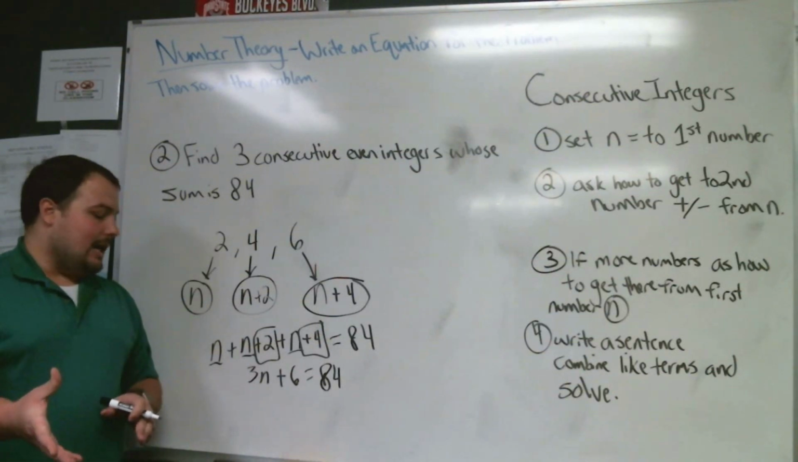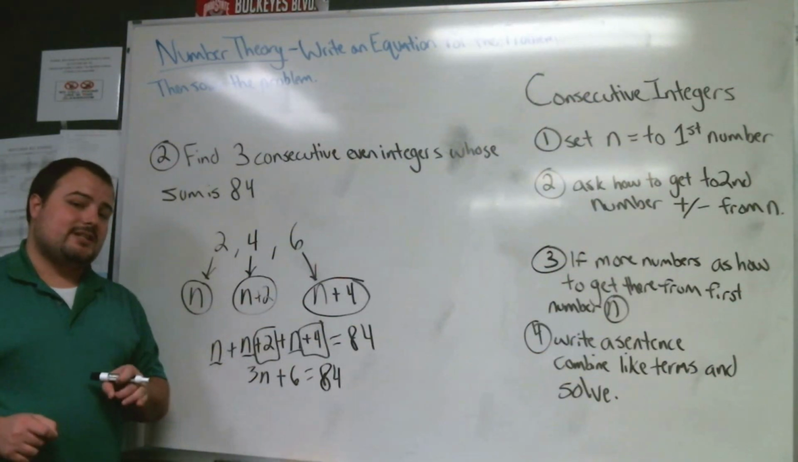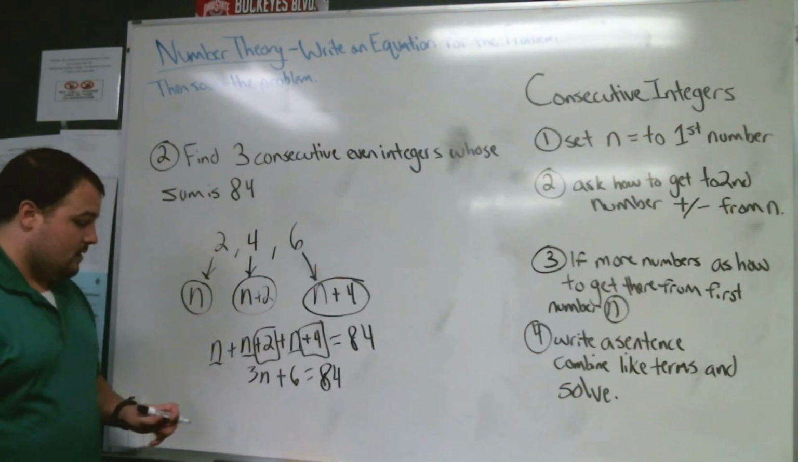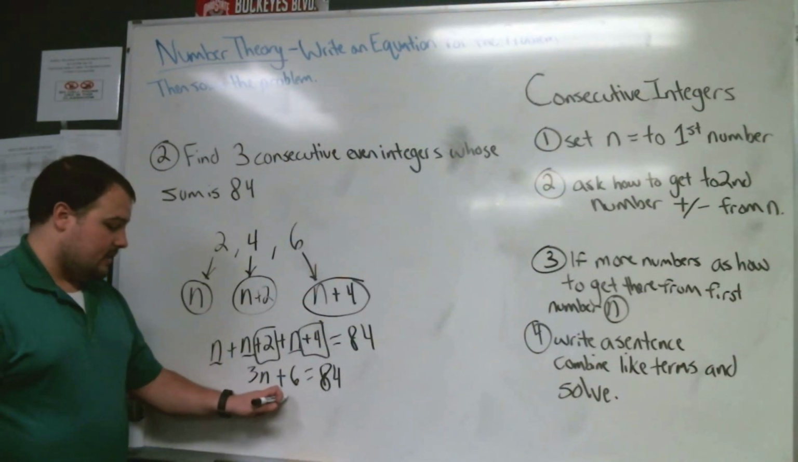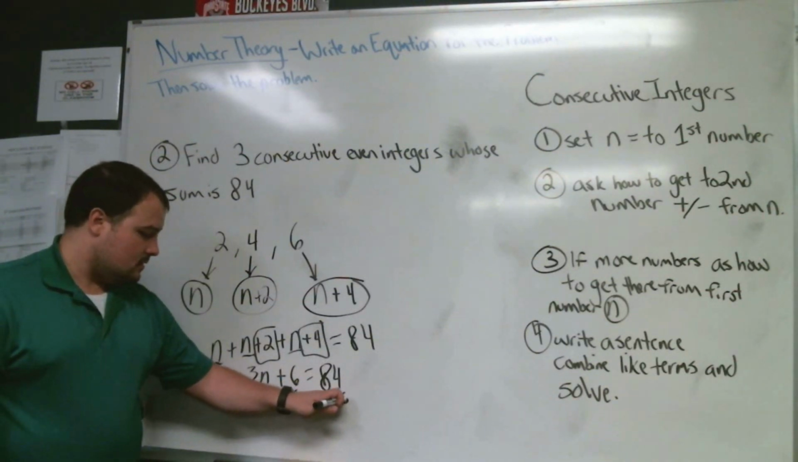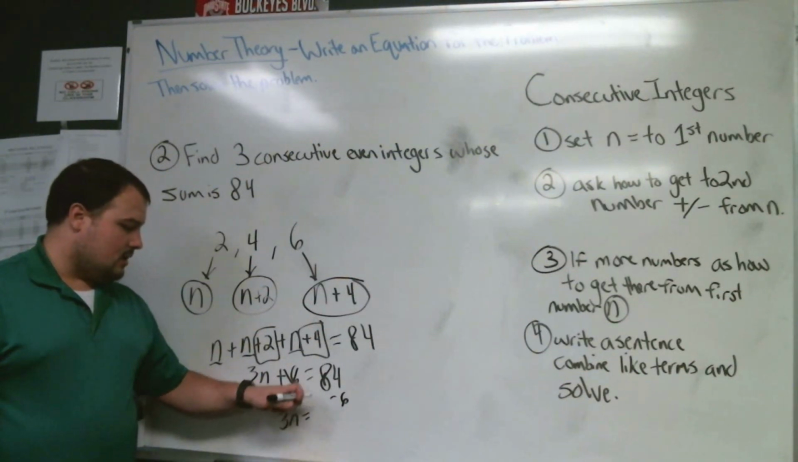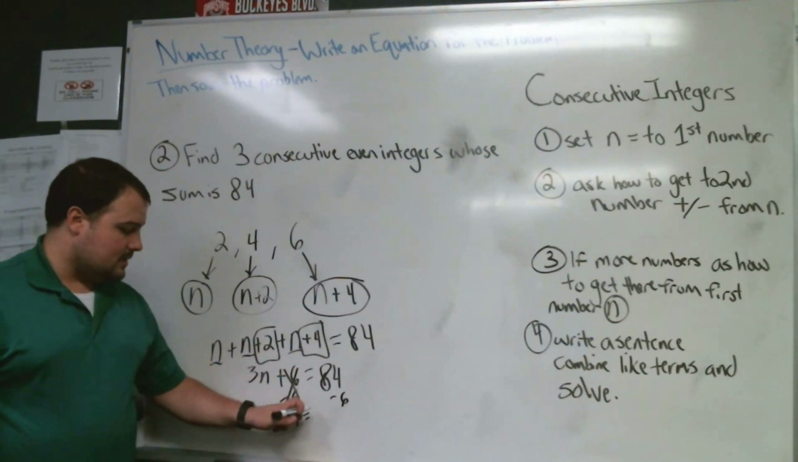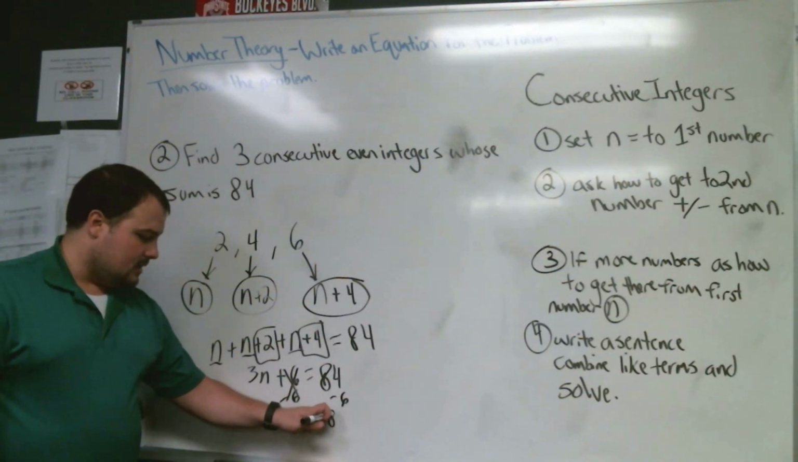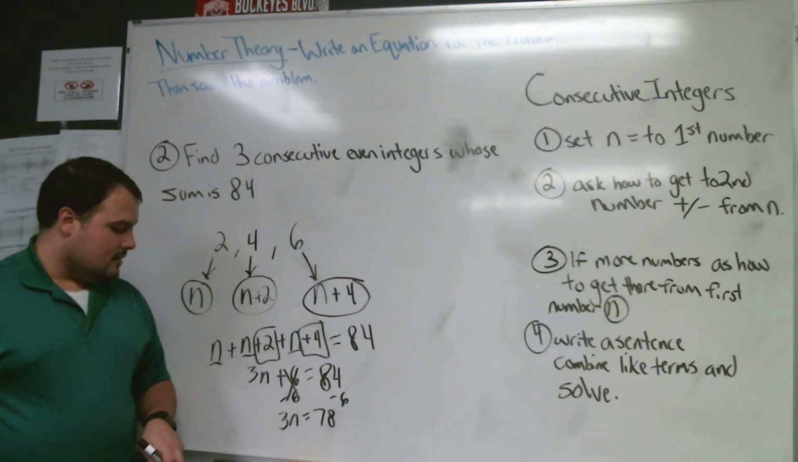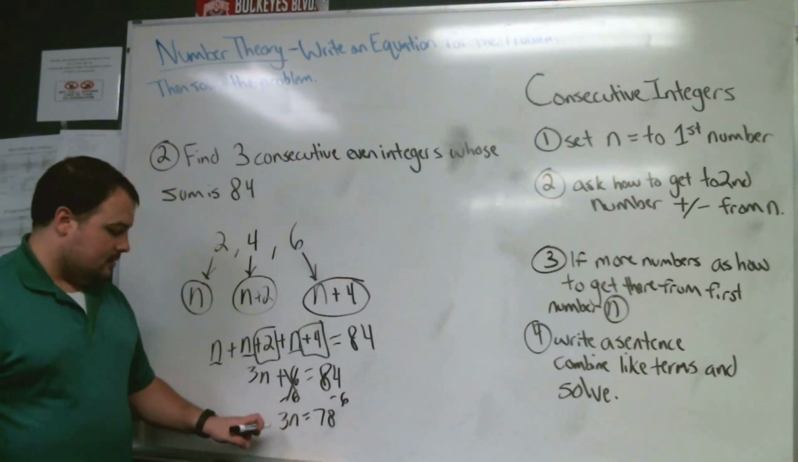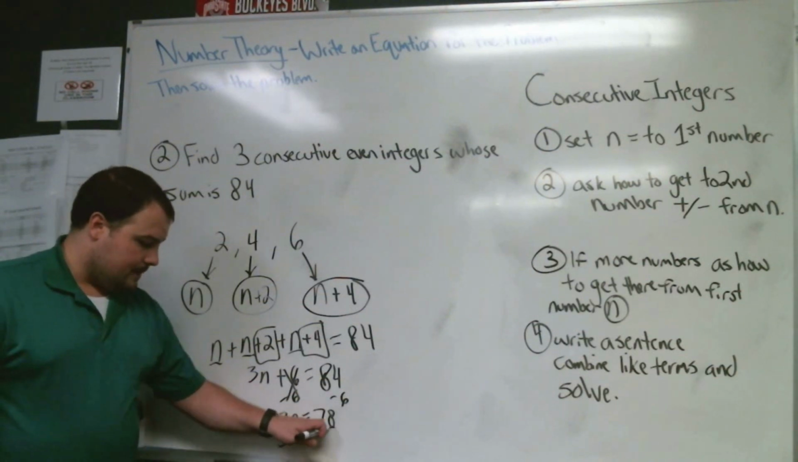Okay. Now all we got to do is solve this multi-step equation like we did earlier. We're going to get rid of adding 6 by subtracting 6. This cancels out. We have 3 times n equals 84 minus 6. That is 78. And now we're going to solve for this. We're going to divide by 3.